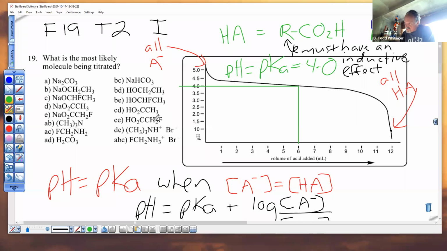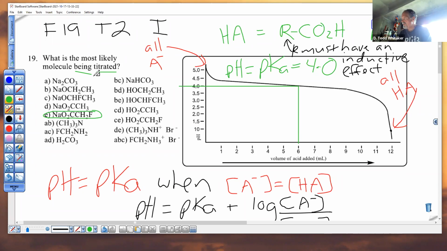Here the R is CH2 with a fluorine in it. Here the R is a CH3. And neither one of these is the answer, by the way, because we're not asking about the acid. We're asking about the base being titrated. So the one with the inductive effect that's the conjugate base of this is this answer right here. So that is our answer. We're going to save that.